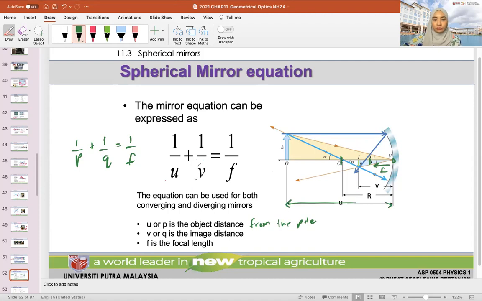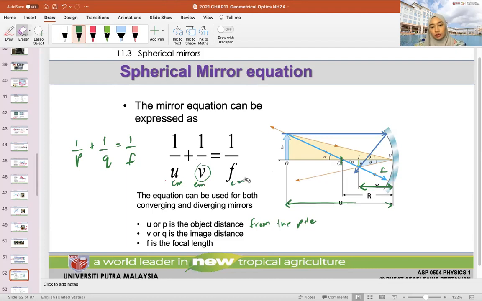And then 1 over V. V is your distance of image formed. Sometimes they give it to you. Sometimes you have to find it yourself using this equation. So this is the distance. Dari sini ke sini. From here to here. So this is your distance V. So it can be meter, centimeter. If everything is in centimeter, you can keep it that way. But if you feel like you're going to get confused, just convert everything to meters. Okay? Boleh. Dua-dua boleh. Tapi make sure if this guy is centimeter, semua centimeter.